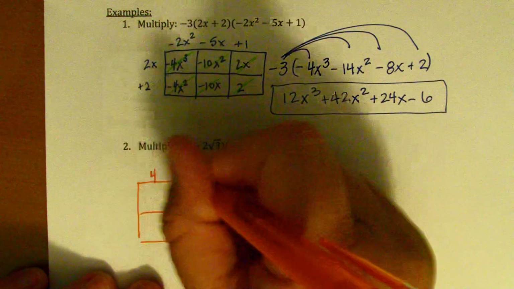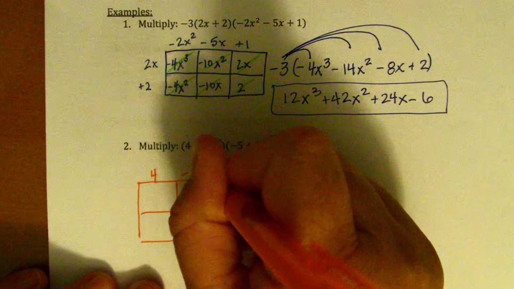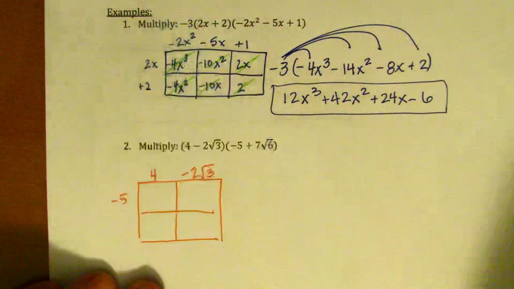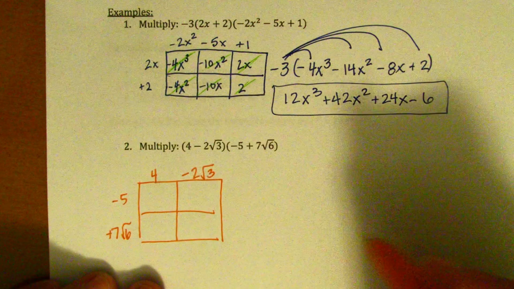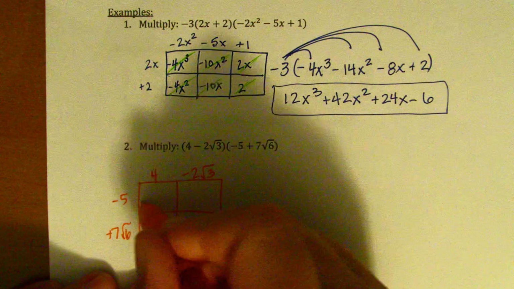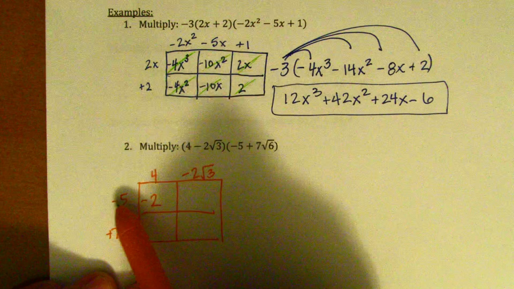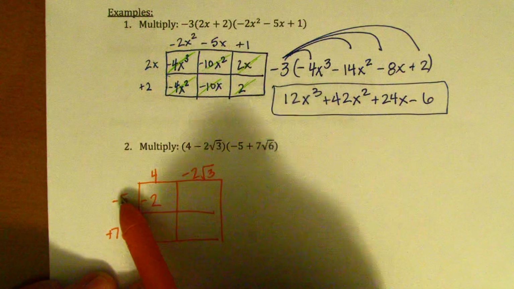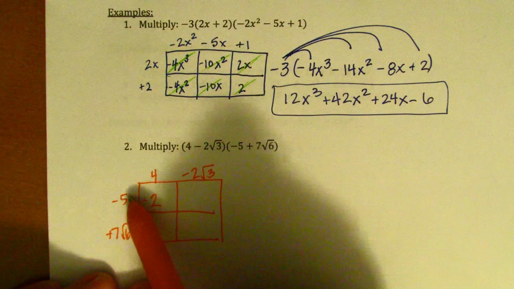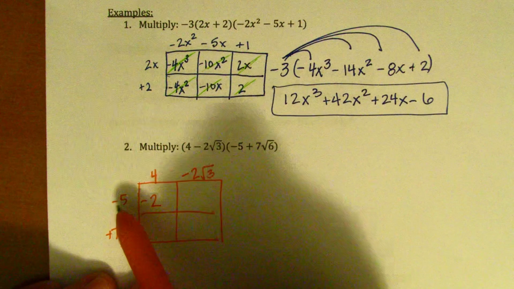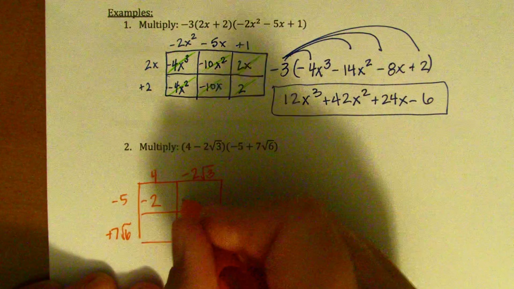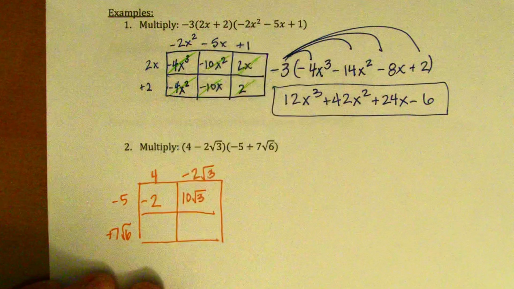I have 4 minus 2 square root 3. And I have negative 5 plus 7 square root 6. And multiplying those out, negative 5 times 4 is negative 20. Here, when we're multiplying numbers and square roots, the number out front, this does not have a square root, so this is out front, and the number out front get multiplied, and the square root just stays the same. So negative 5 times negative 2 is 10, square root 3.